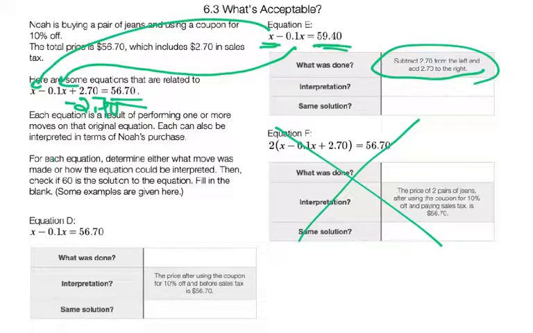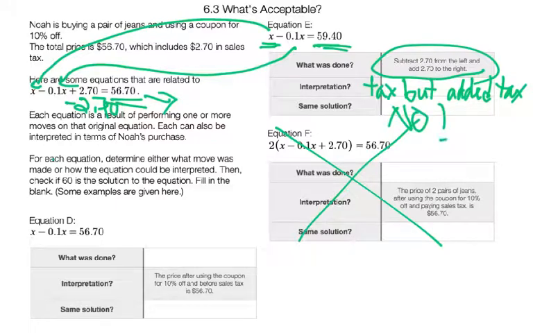Well, so what's the interpretation? Well, they subtracted the tax, but they added the tax. And you have to understand that this price, $56.70, already included the tax. So that's not right. And so therefore, is it going to be the same solution? No. The other way I can say is it's not the same solution because I can't subtract on the left and add on the right. I've got to be consistent, okay? I have to be consistent.